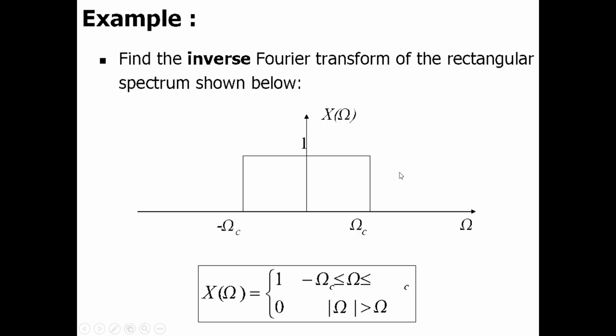Now let us try to calculate the inverse transform. This is a rectangular pulse in the frequency domain. The pulse value is 1 from minus omega c to omega c, right? So we can express this Fourier transform, the frequency response, in terms of a formula also: X(omega) equals 1 when omega varies from minus omega c to plus omega c, and beyond omega c on the positive axis and beyond minus omega c on the negative axis, the value is 0.